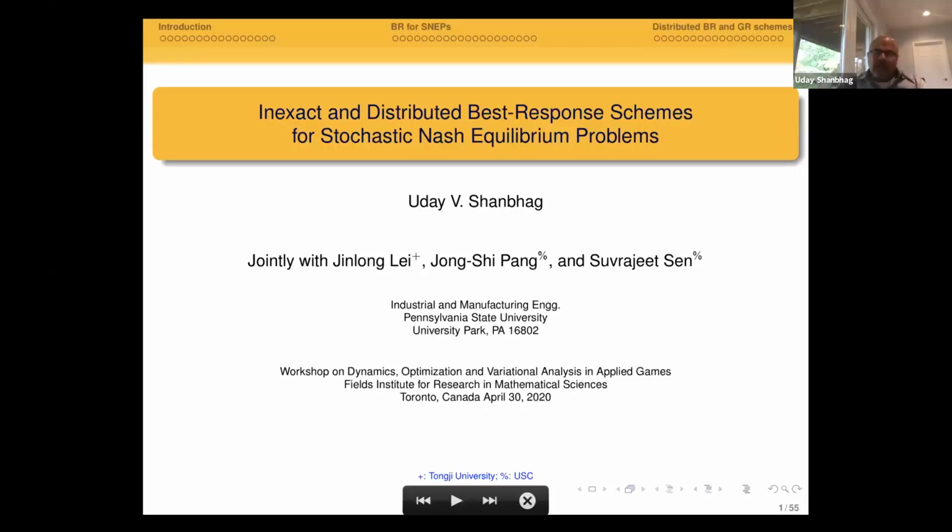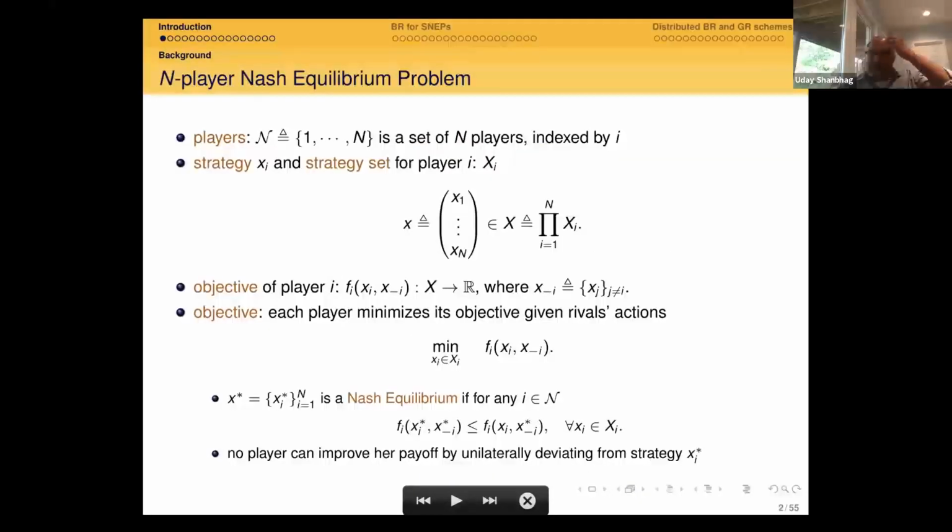Let me begin. The talk is actually partitioned into three portions. The first part is really an introduction to get people aligned with some of the work that we're doing and provide them with the necessary background. And once we proceed past that, I'll present two of our sets of contributions, particularly best response schemes for stochastic Nash equilibrium problems, and more recently, some of our work that we've been doing on distributed analogs of these schemes, as well as gradient response schemes.